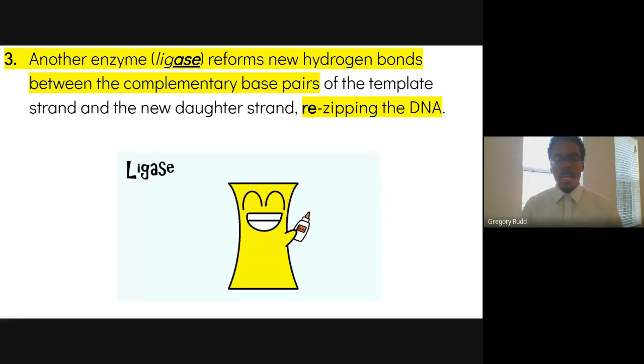So, excuse me, ligase is basically the glue, comes in and rezips the DNA. It reforms hydrogen bonds between the complementary base pairs.